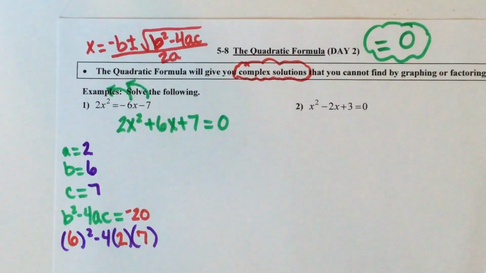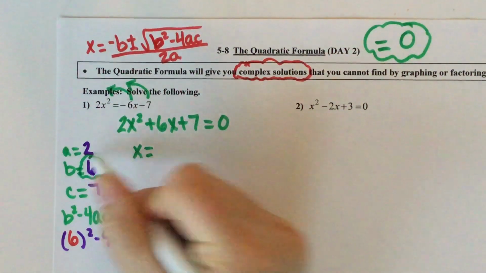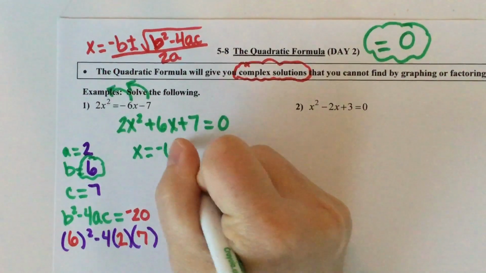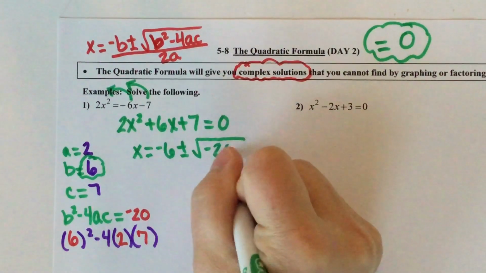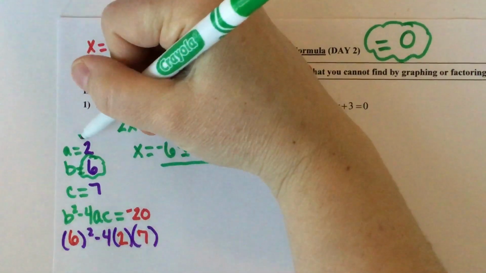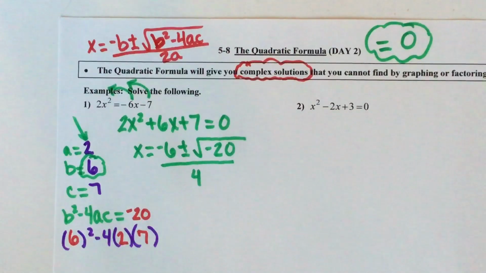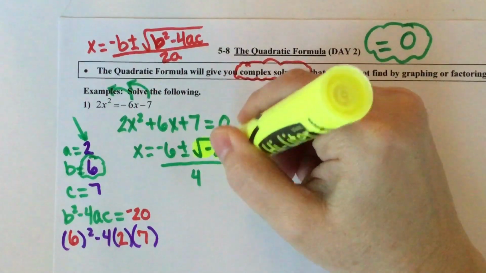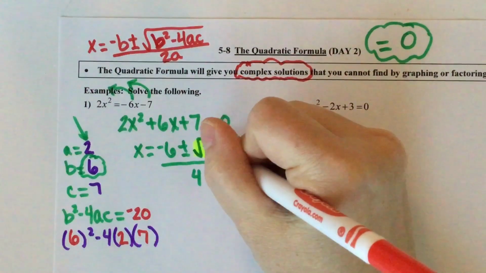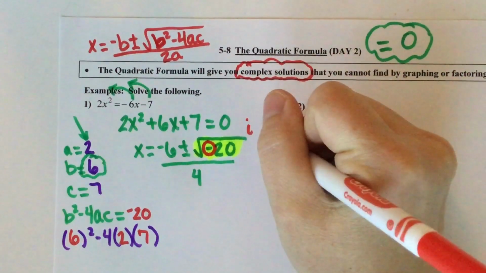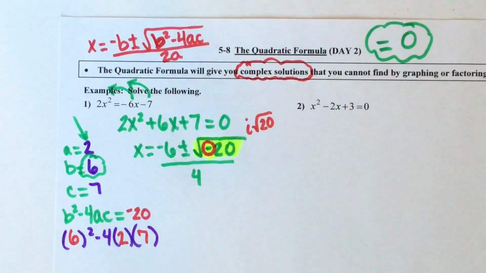Okay, so now let's do the formula. So x equals the opposite of b. What's the opposite of a positive 6? Negative 6. Plus or minus square root b squared minus 4ac, that made negative 20, all over 2a. And what's 2 times 2? 4. All right, so remember, once you get to this point, you start working on your square root. And you have a negative. So remember, every time there's a negative under the square root, i takes it out, and then you're left with a positive 20.